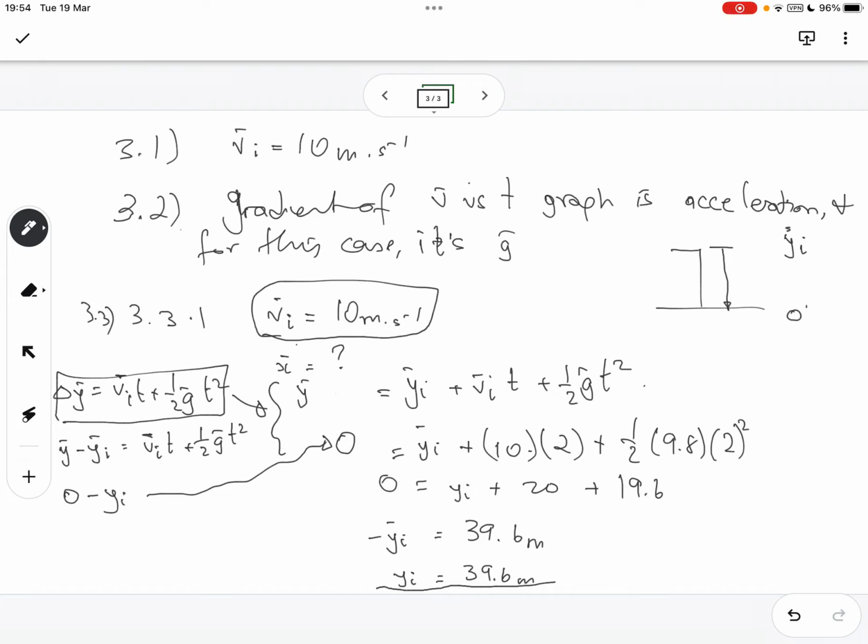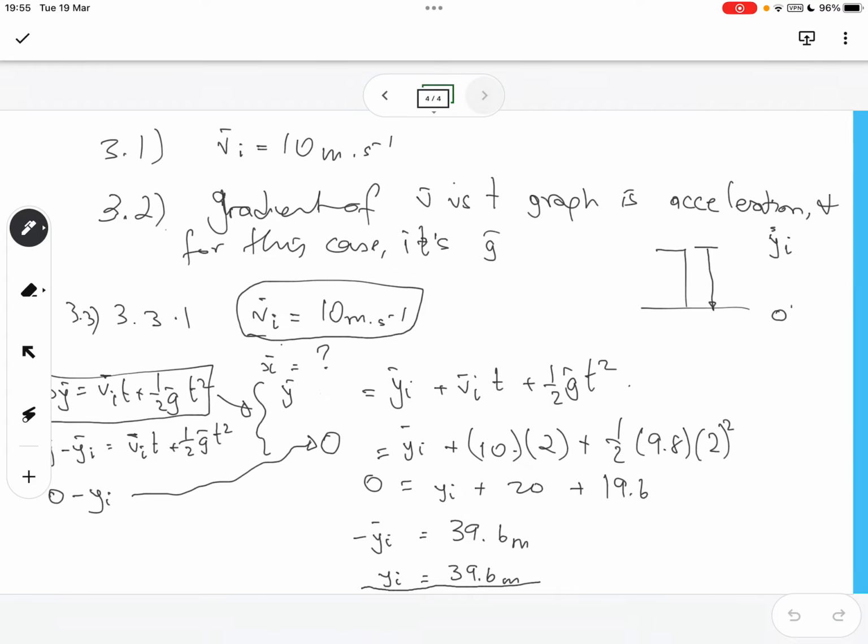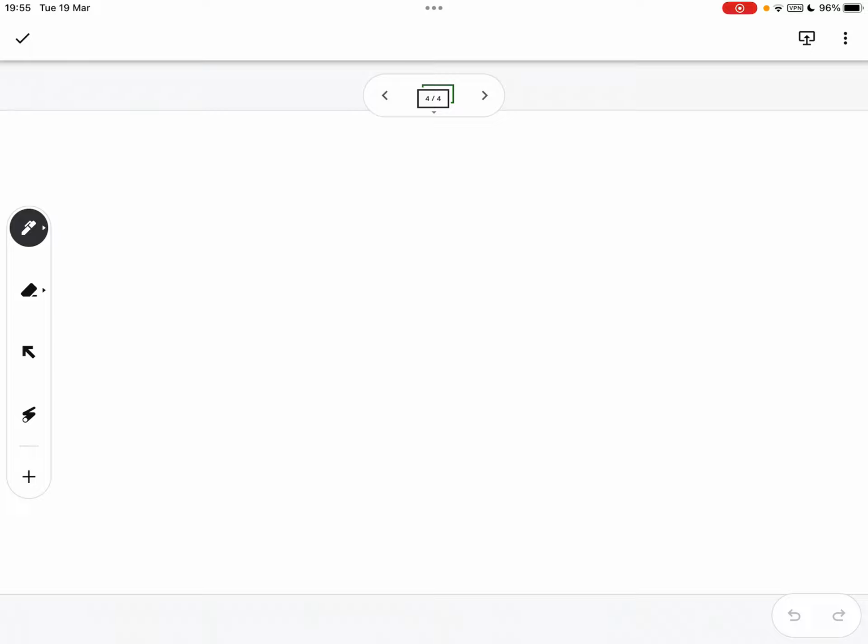And then we must now find the time t shown on the graph. The time t shown on the graph, we will calculate by, there are 5 ways to calculate that 39.6 meters, 5 different ways. Each of them is 3 marks.